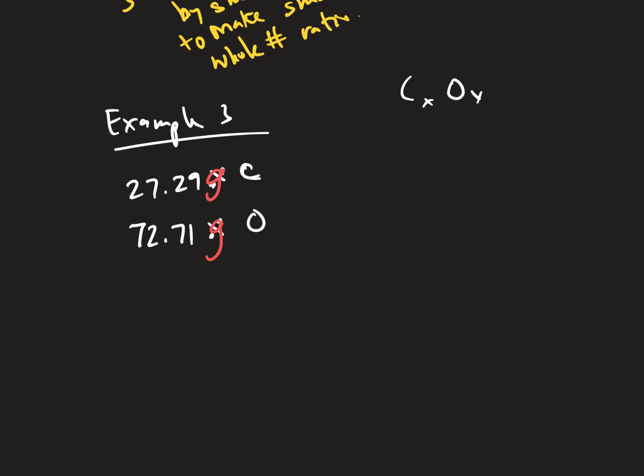Does that make sense in everybody's mind? Why we can do that? Okay, good. So then we just do our steps. Convert to moles, divide by the smallest, multiply by a number if we have to. And that's it.